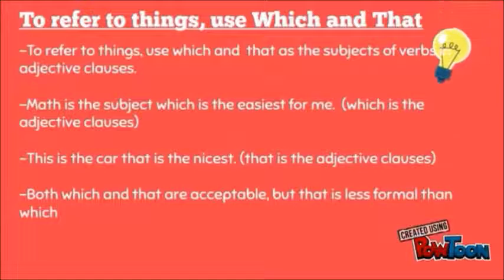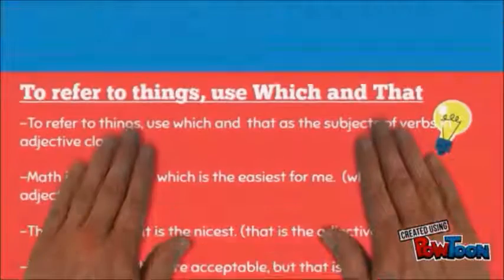When relative pronouns as subjects refer to things, we use which and that as the subjects of verbs in adjective clauses. For example, Math is the subject which is the easiest for me. In this sentence, "Math is the subject" is the independent clause, while "which is the easiest for me" is the dependent clause. Which is the subject in the adjective clause, and the adjective clause modifies the noun subject. That is less formal than who or which.